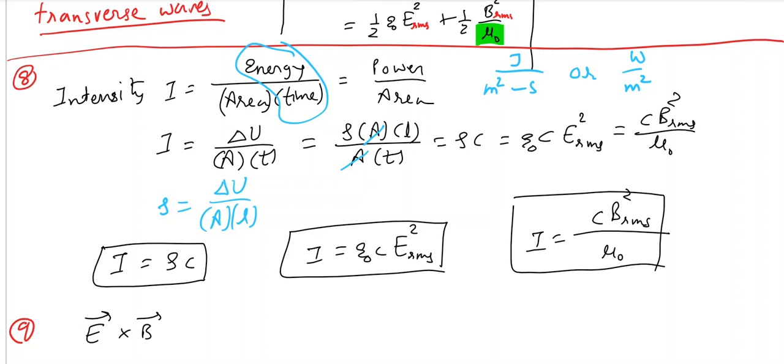So these are the 9 properties of electromagnetic waves, and from all these 9 you will be able to solve today's assignment.